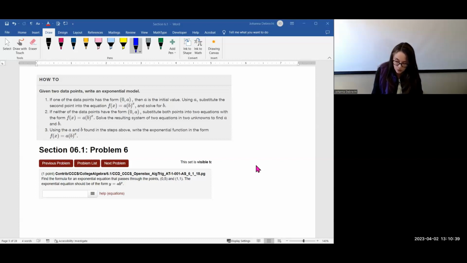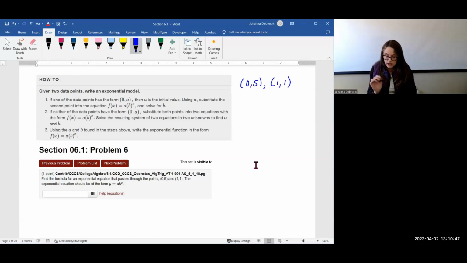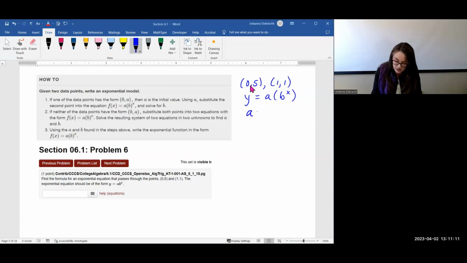So I have 2 points. I have the point (0, 5), and I have the point (1, 1), but it's not linear, it's exponential. So I know my equation has to be y equals a times b to some power x. Now, when x is 0, b to the x becomes 1, and that gives me a. So I know automatically, because this one has 0 for the x coordinate, that the y coordinate has to be lowercase a. So a equals 5, right?